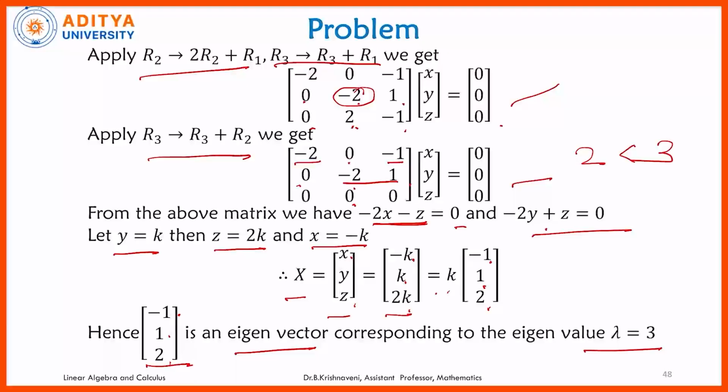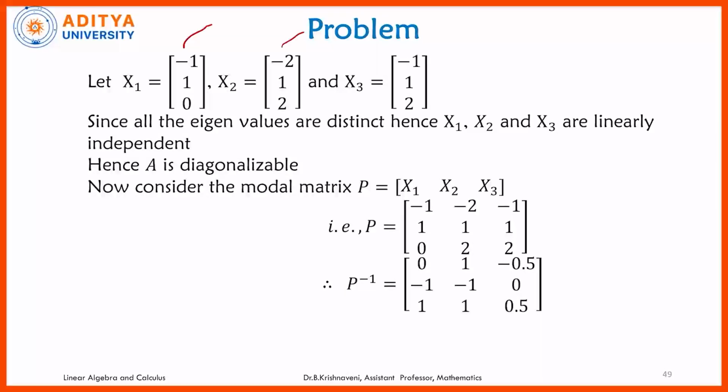So, hence we got all the 3 eigenvectors x1, x2, x3. Since all the eigenvalues are distinct, hence x1, x2, x3 are linearly independent. So, hence we say that A is diagonalizable. And now consider the modal matrix P, that is equal to x1, x2, x3 as columns. So, P is equal to x1, which is [minus 1, 1, 0], x2 [minus 2, 1, 2], x3, that is [minus 1, 1, 2].